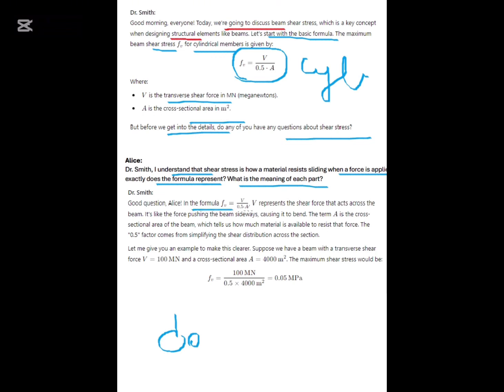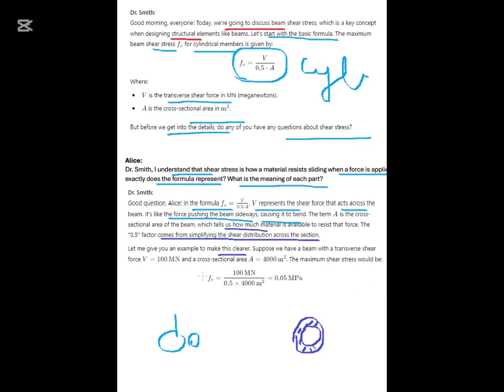Good question, Alice. In the formula Fe equals V by 0.5 A, V represents the shear force acting across the beam. It's like the force pushing the beam sideways, causing it to bend. A is the cross-sectional area of the beam, which tells us how much area is available to resist the force. The 0.5 factor comes from simplifying the shear stress distribution across the section. Let me give you an example to make this clearer.